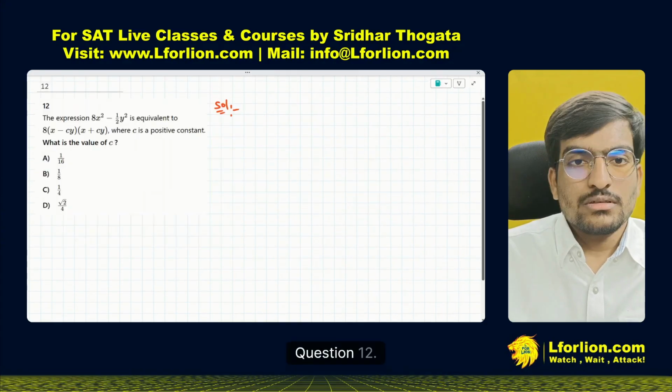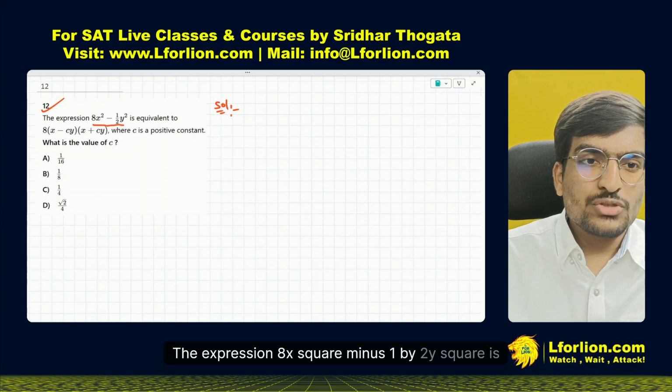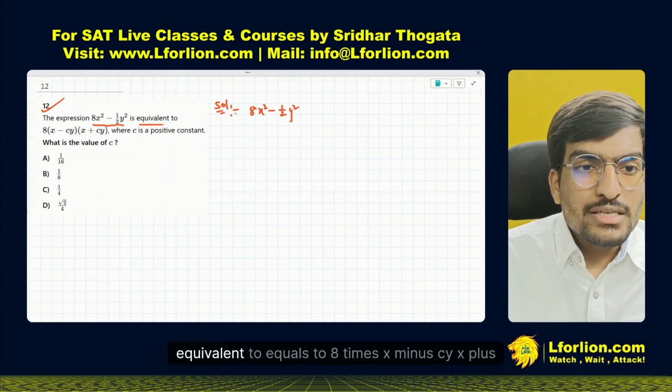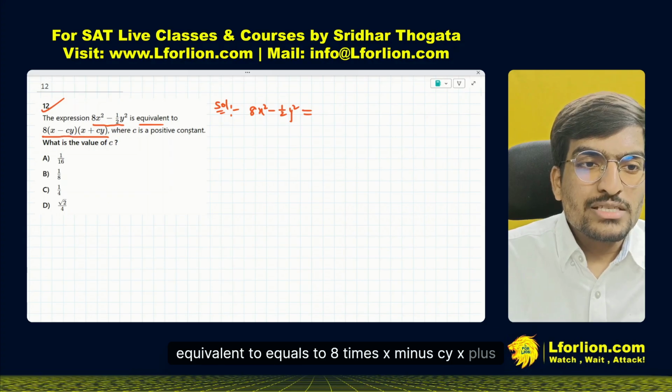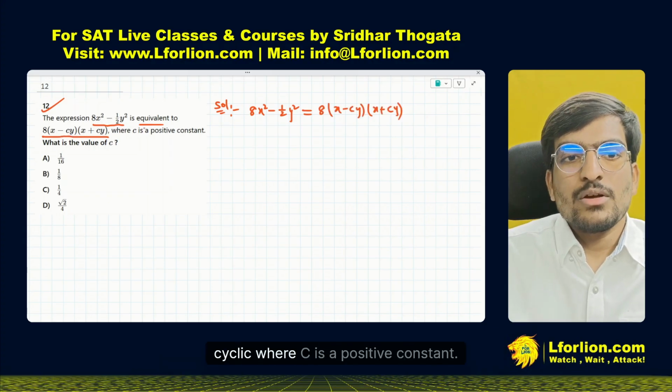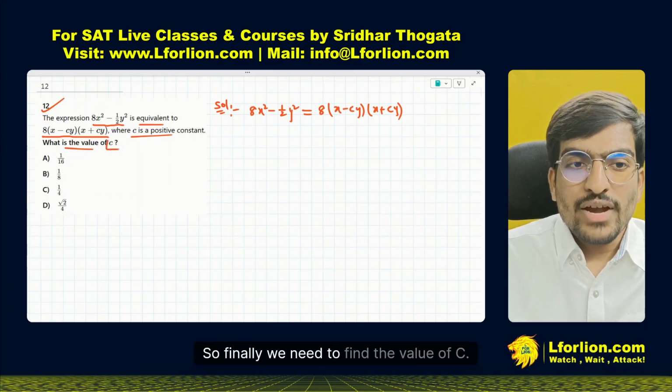Answer B. Question 12. The expression 8x square minus 1 by 2 y square is equivalent to, equals to 8 times x minus cy, x plus cy, where c is a positive constant. What is the value of c? So finally we need to find the value of c.